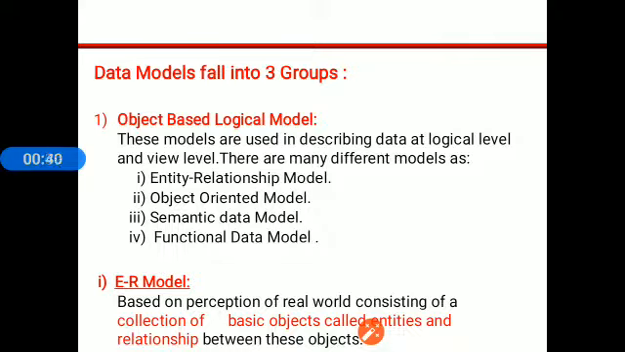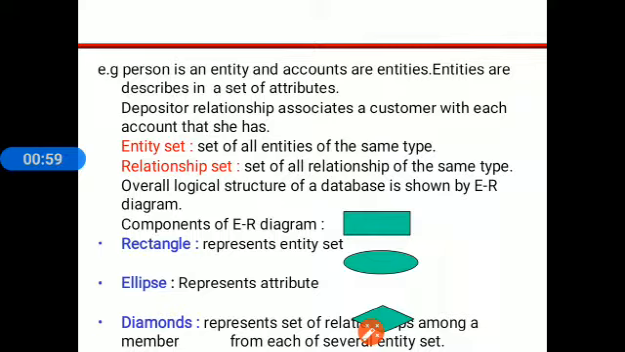It is based on the perception of the real world consisting of a collection of basic objects called entities and relationships between these objects. That means ER model is based on the perception of real world entities and the relationship between these entities. Now we will see what exactly an entity is. For example, person is an entity and accounts are entities. Entities are described by a set of attributes. So an entity can be any real-time object; it can be a person, any object, or a place.